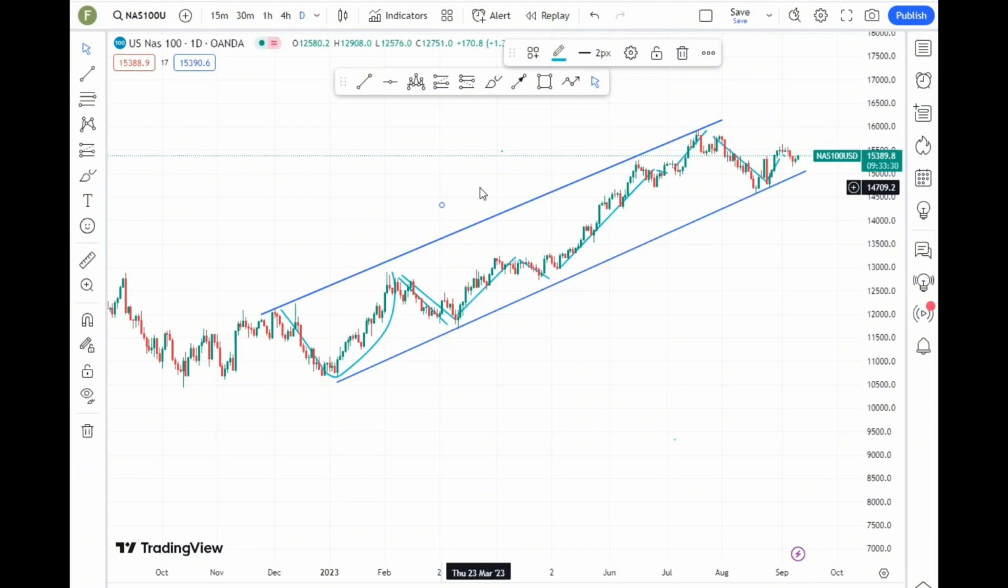So on today's video, I'll be analyzing one index and two currency pairs, which is Euro USD and AUD USD, including NAS100. And as you can see, I've already placed my NAS100 in my chart. Let me just remove these drawings and start afresh.